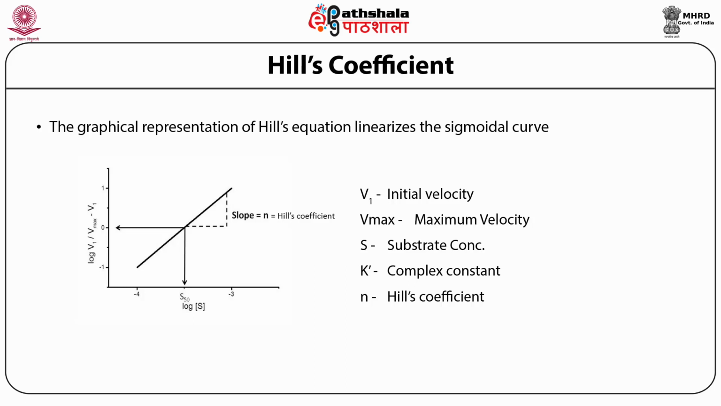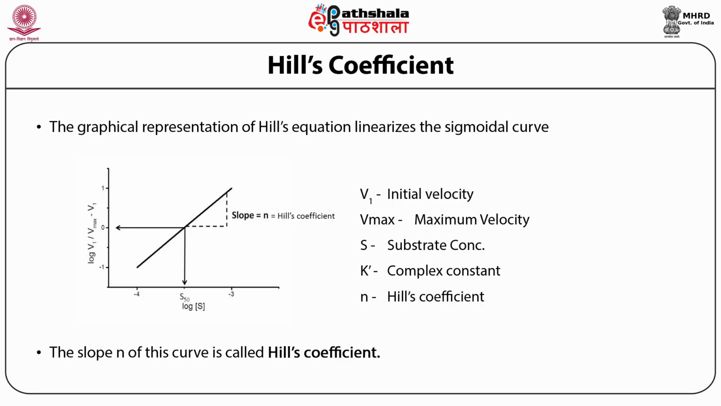This is used to calculate the substrate concentration at which the enzyme attains half maximum velocity, and the degree of cooperativity or Hill's coefficient, which is basically the number n. A perpendicular line dropped from the point where the y-value is 0 gives a value called S50. So basically the slope of this linear line, which is n, is called Hill's coefficient.